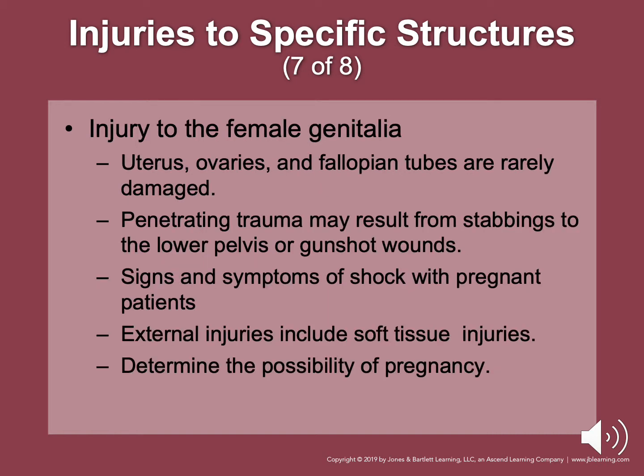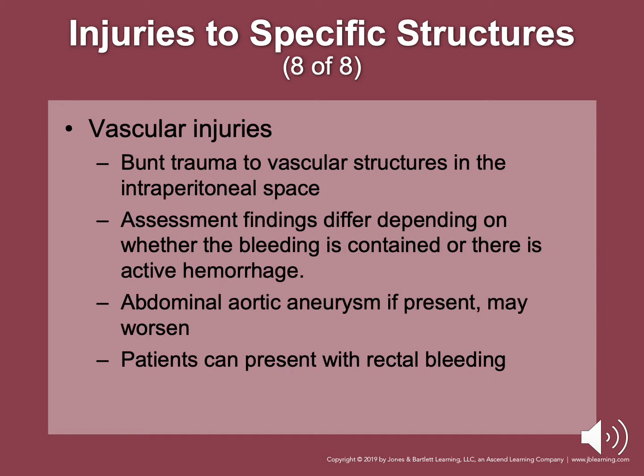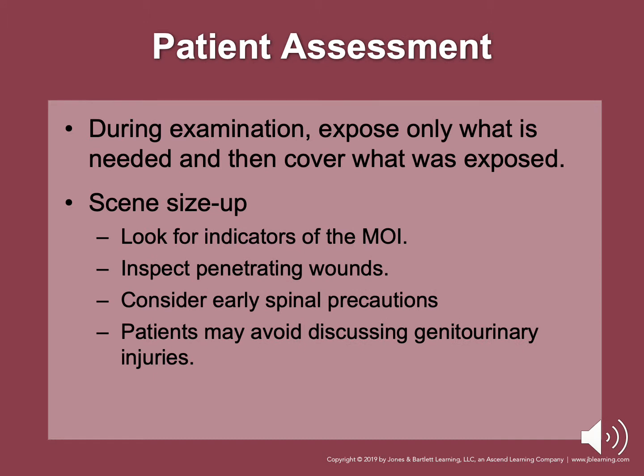Injury to the female genitalia could include all of those, and nine to ten times it's just going to be soft tissue injury. Vascular injuries, blunt trauma in the intraperitoneal space: an abdominal aortic aneurysm, if present, may worsen, and it can be presented with rectal bleeding also. So, things size up.